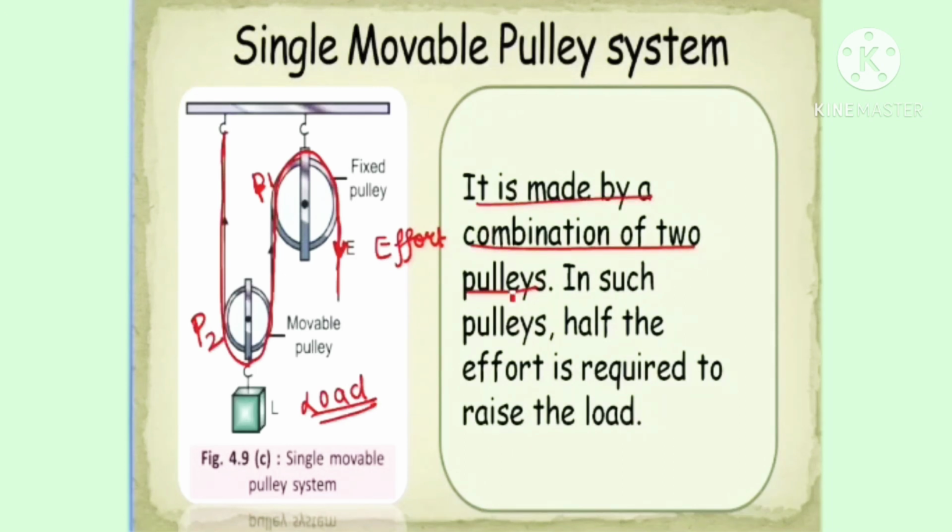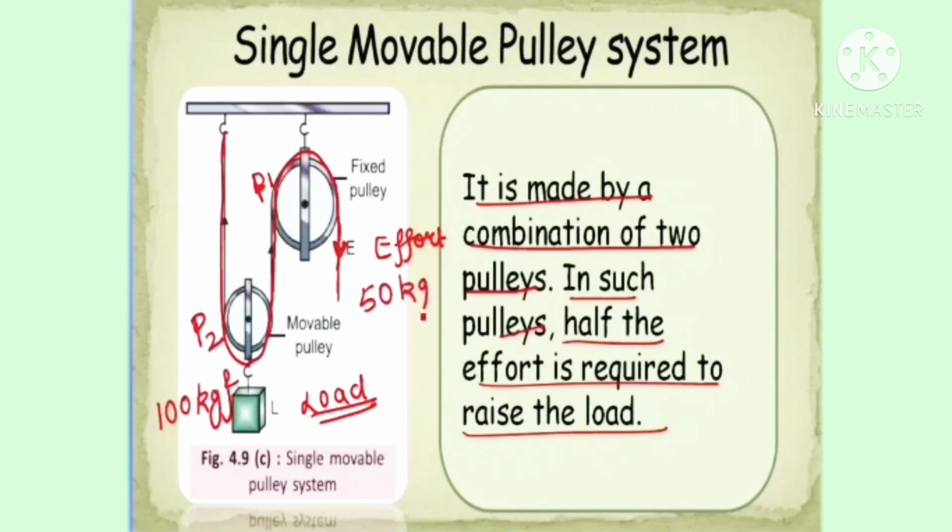As you already saw, with such pulleys, half the effort is required to raise the load. Now why are we actually using a combination of pulleys? Because the effort to pull a load decreases by half. What do I mean by this, students? Let's say the force required to pull a load is 100 kgf, so the effort required would be just 50 kgf. That means my effort decreases by increasing the number of pulleys.